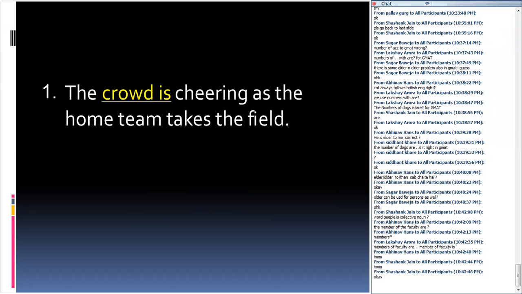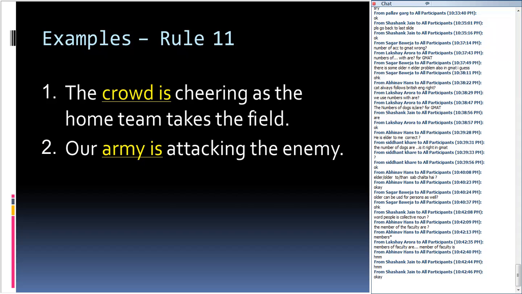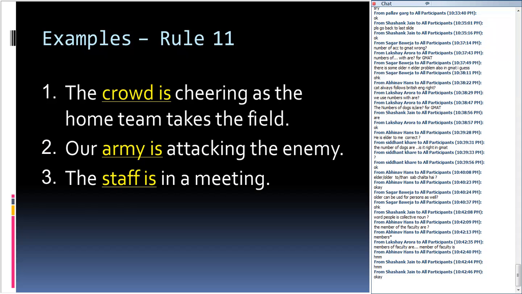Okay. So you always say "the crowd is cheering as the home team takes the field". "The crowd are cheering" is not said. "Our army is attacking the enemy" is right. "The staff is in a meeting", not "are in a meeting". We say "the faculty is busy". We don't say "the faculty are busy".